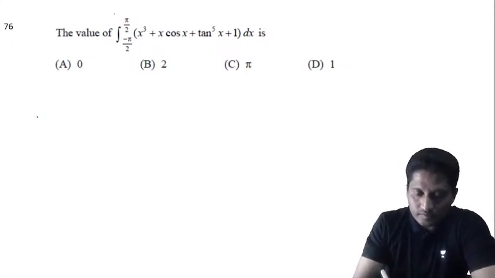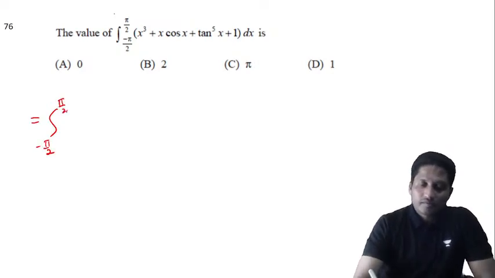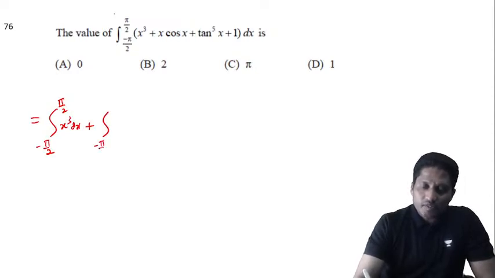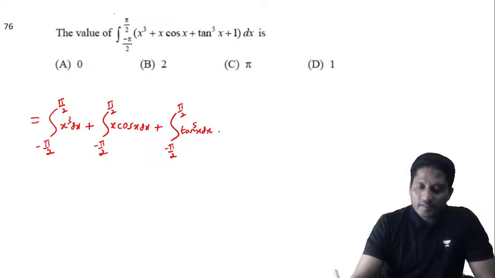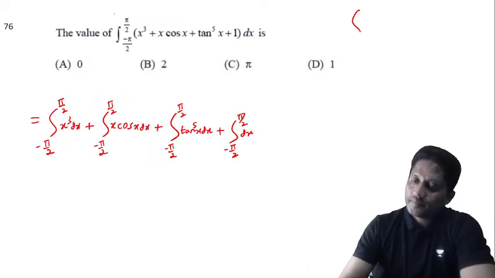See, if I split this, suppose minus pi by 2 to plus pi by 2, x cube dx, again minus pi by 2 to plus pi by 2, x into cos x dx, minus pi by 2 to plus pi by 2, tan power 5x dx, and then minus pi by 2 to plus pi by 2, and then dx.